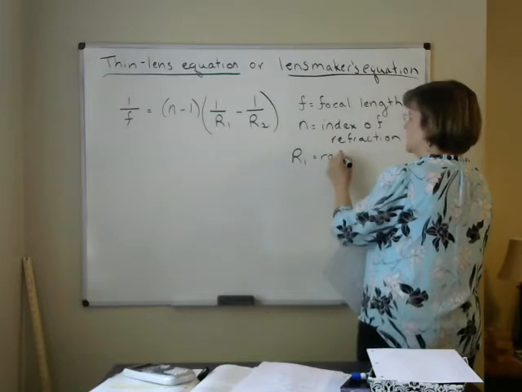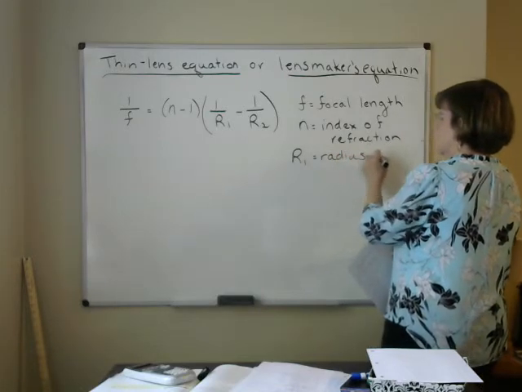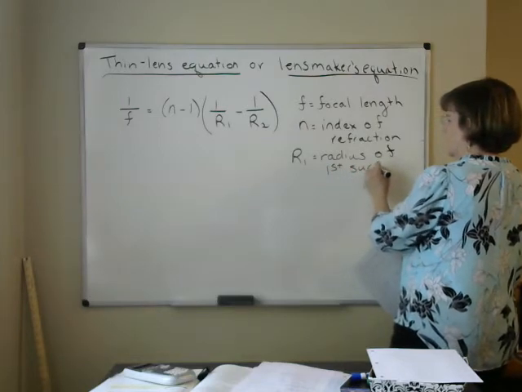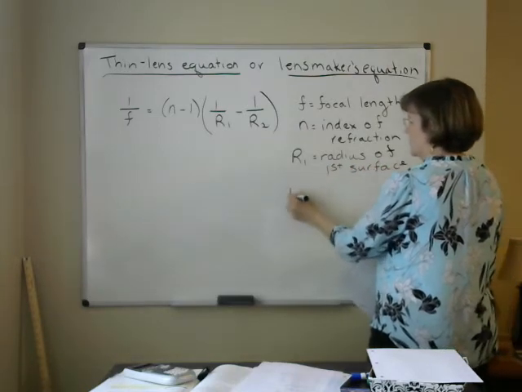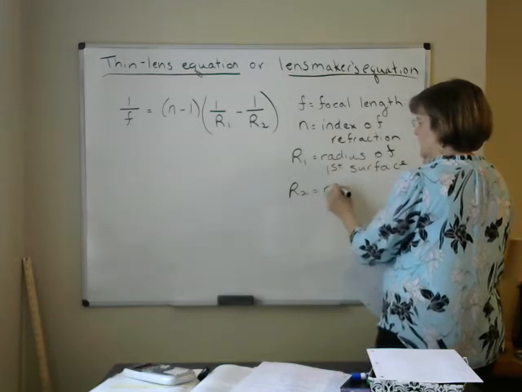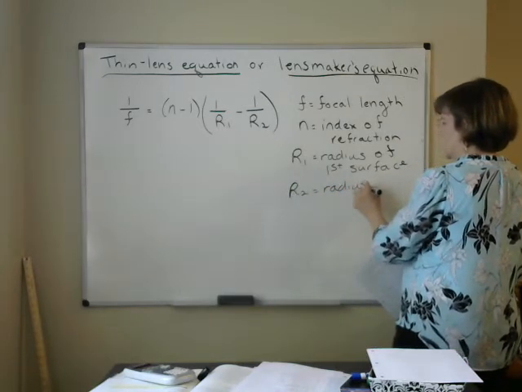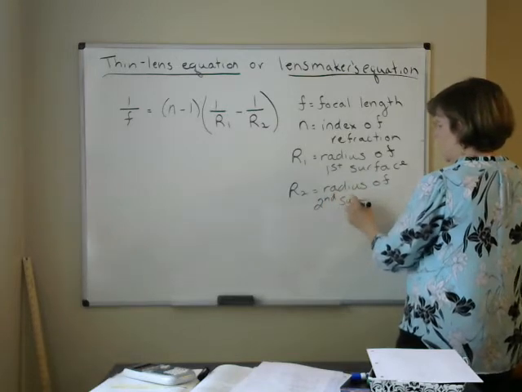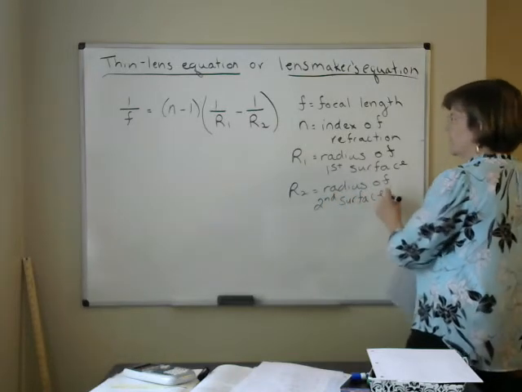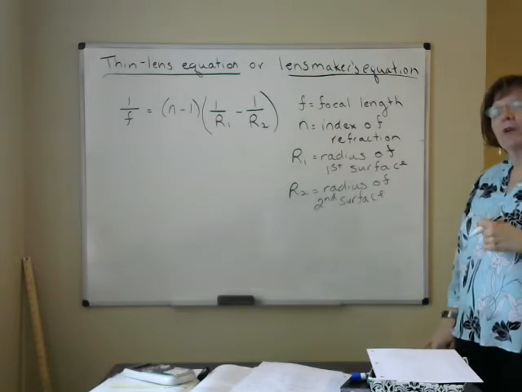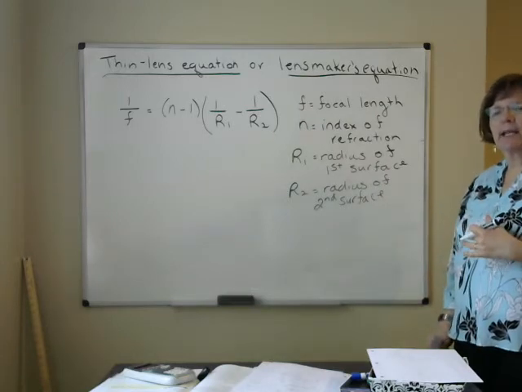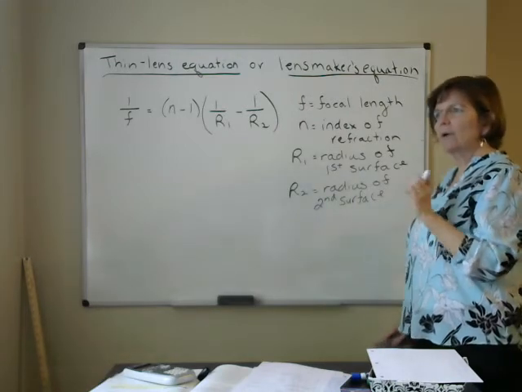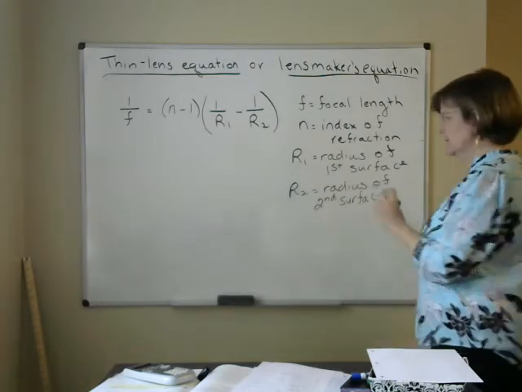So R1 is the radius of the first surface, and R2 is the radius of the second surface. Okay, we've already mentioned it, but there is a rule for deciding whether or not R is going to be positive or negative. It needs to be on the side of the outgoing light in order to be positive.